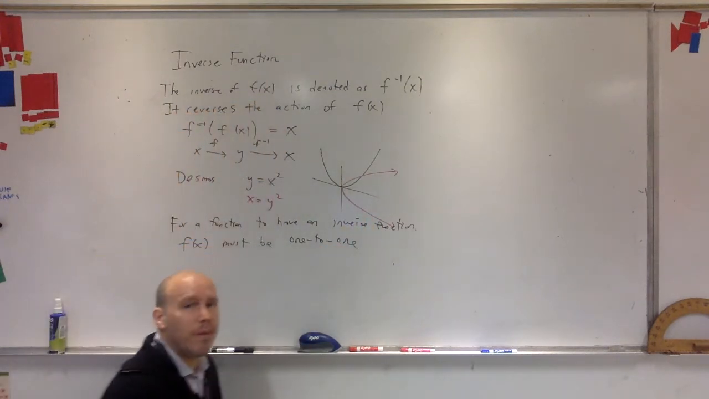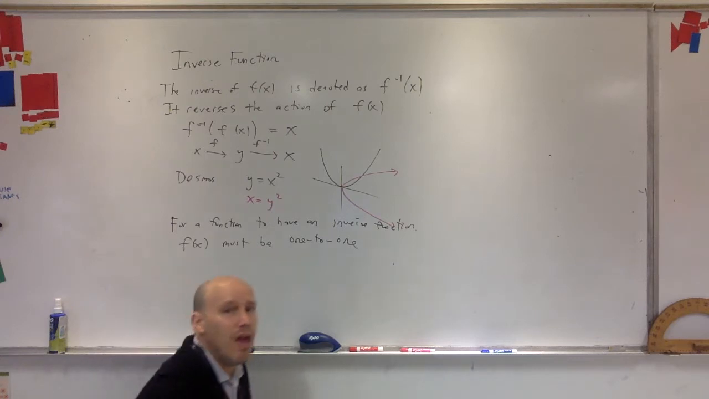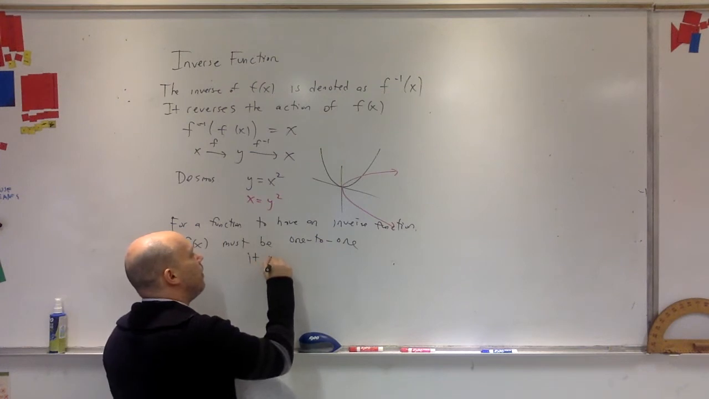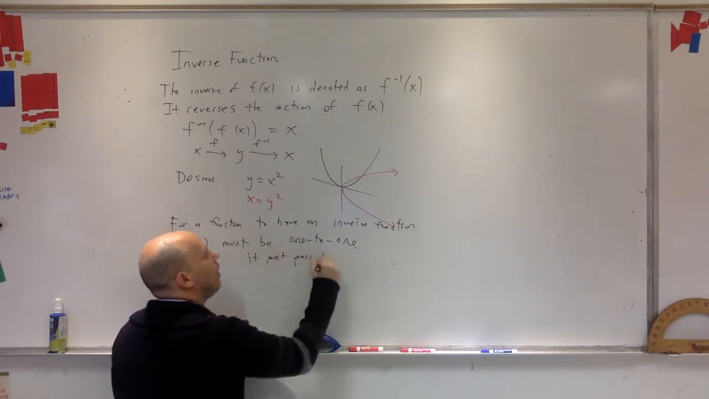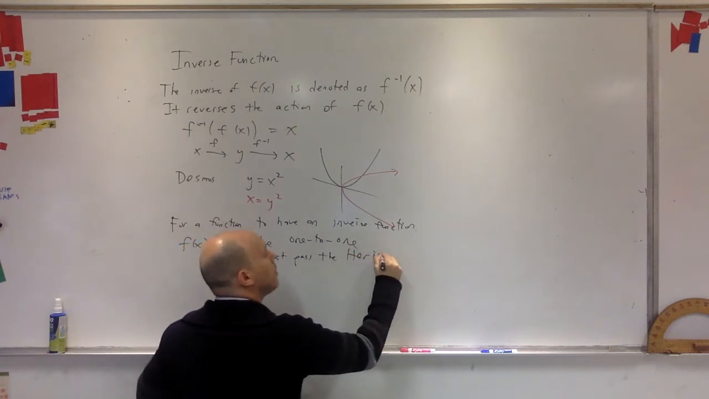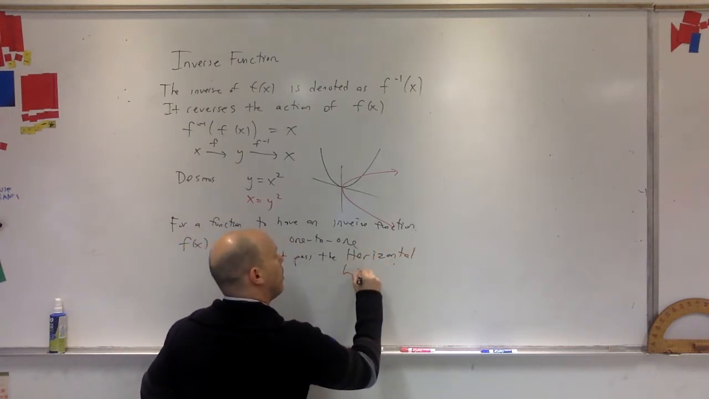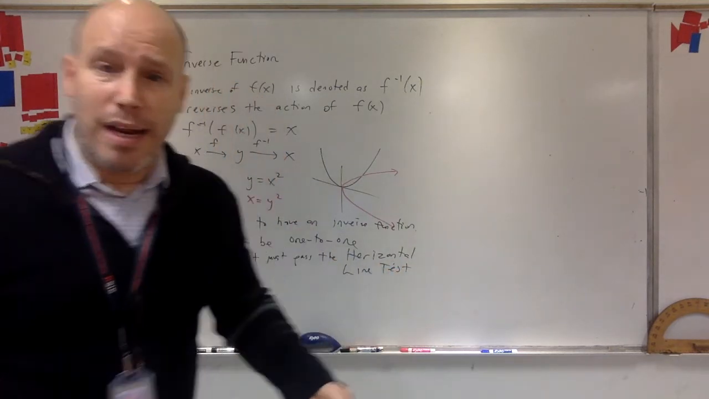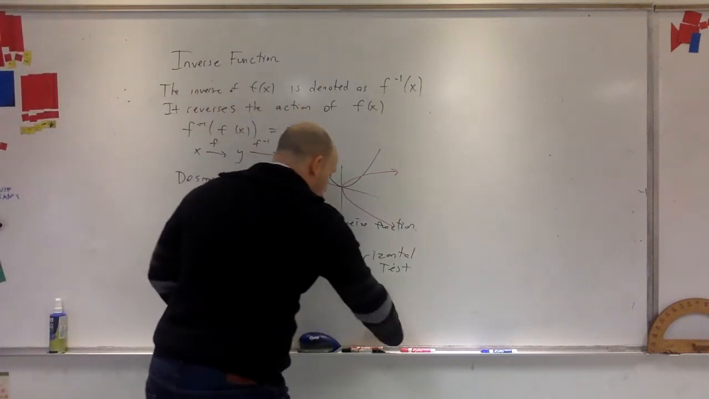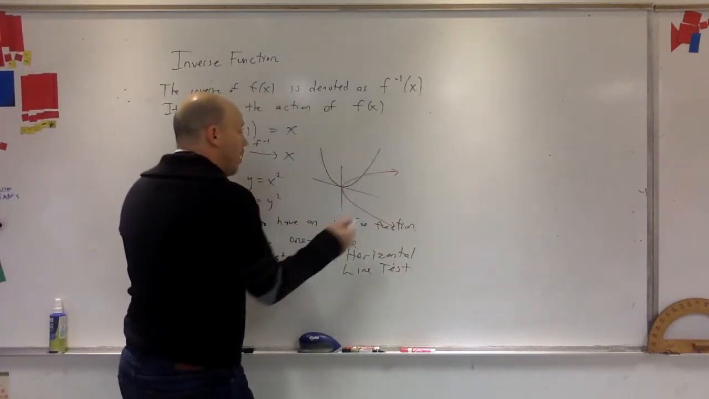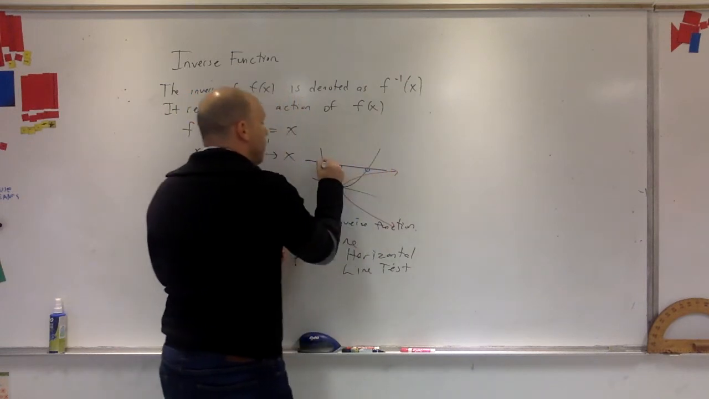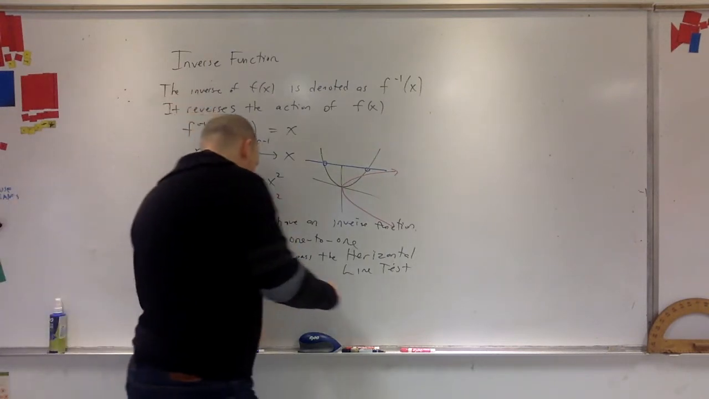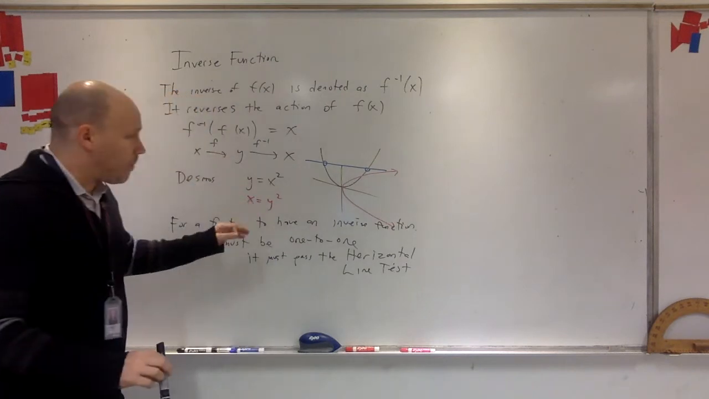Like with functions, to prove that something is a function, it passes the vertical line test. For something to be 1 to 1 and have an inverse, it must pass the horizontal line test. And simply put, it's the same criterion as the vertical line test. If you draw a horizontal line through the function and it passes through more than one point, it does not have an inverse. So we're only interested, so the original function must pass the horizontal line test.